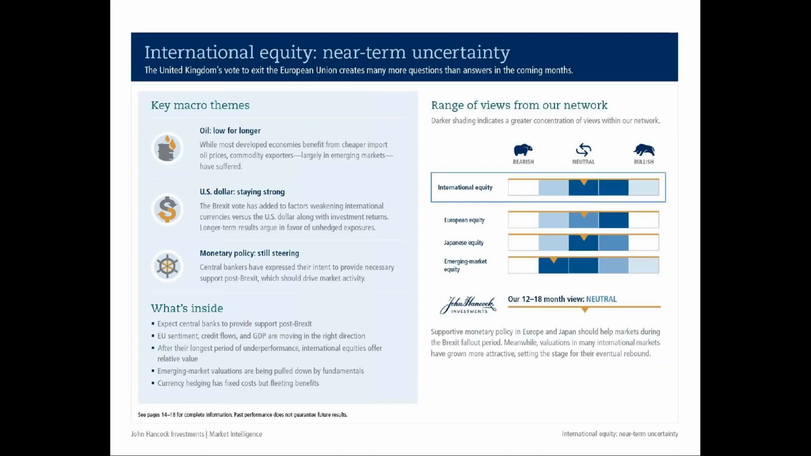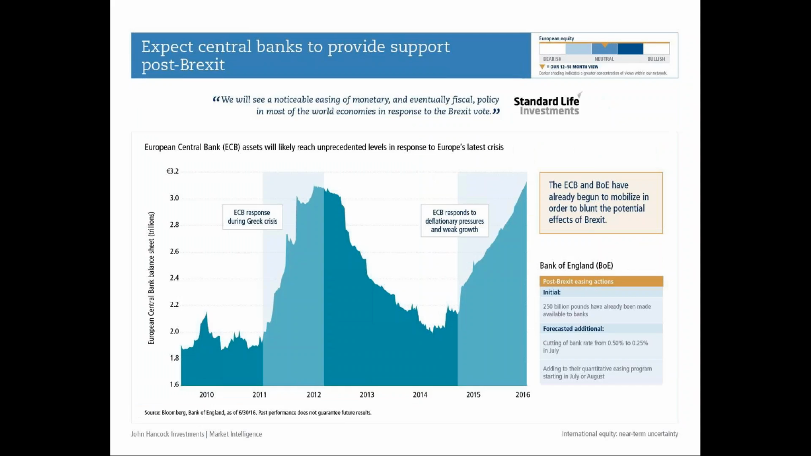International equities, we have, again, the left-hand side is the macro themes. On the right-hand side, we have the views from our network. So we're neutral here as well. So we would hold international equities in a portfolio. They do carry a little bit more risk. And typically investors have a bit of a home bias, meaning they're having a little bit more U.S. than international. That's fine. But it's just another asset class that you want to consider for your investment accounts.